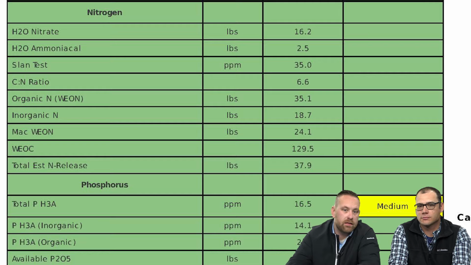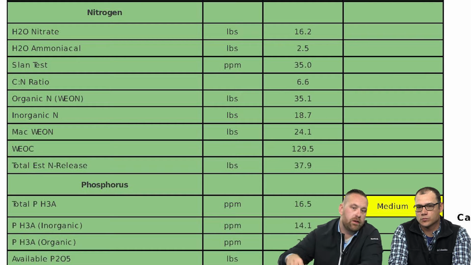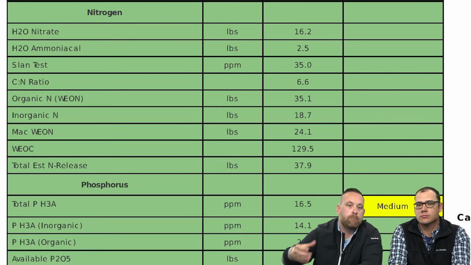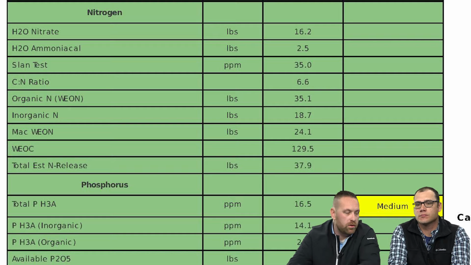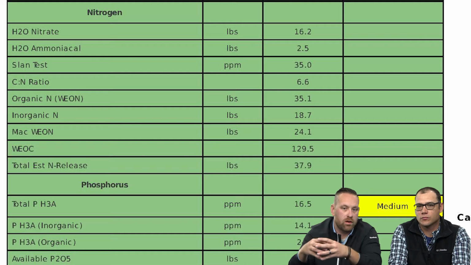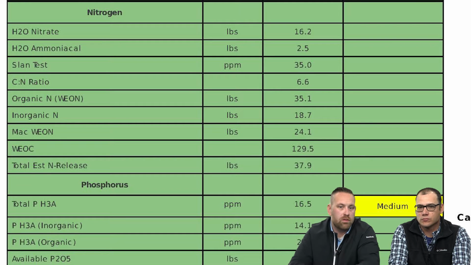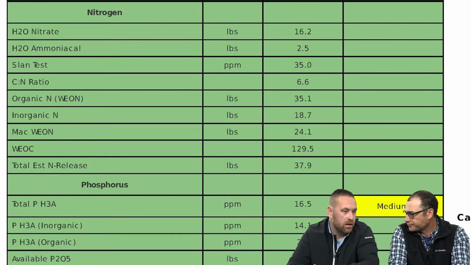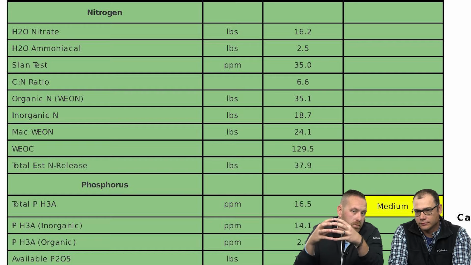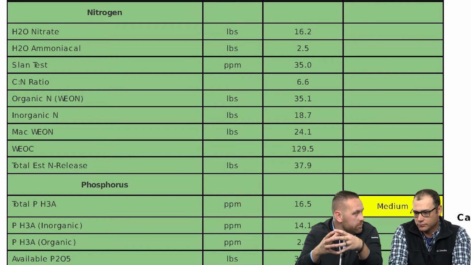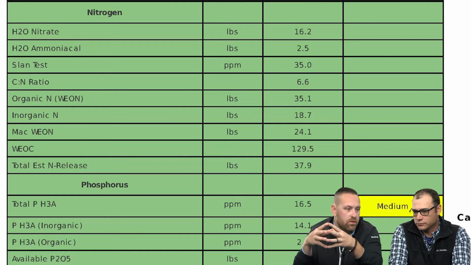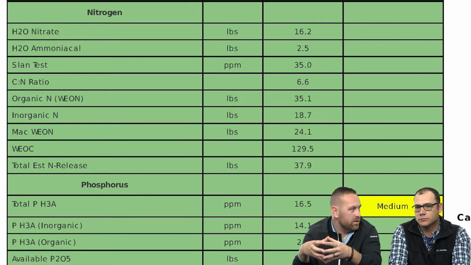You move below that, that's our MAC-WEON, so that's your microbial activity water extractable organic nitrogen. Move below that is your WEOC. WEOC is your water extractable organic carbon, which is the available carbon or the food source that drives the entire biological system. There's been some tremendous work done out of Penn State where they looked at biological activity and organic matter. I think that the industry wants to make organic matter maybe too big of a deal, or a bigger deal than what it actually is.